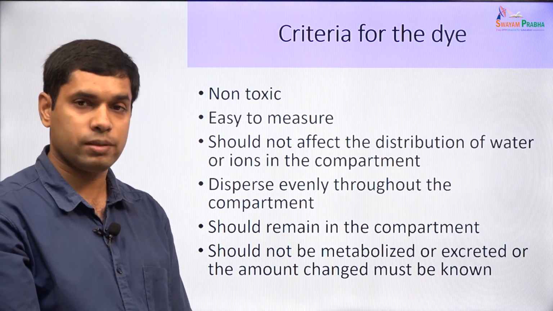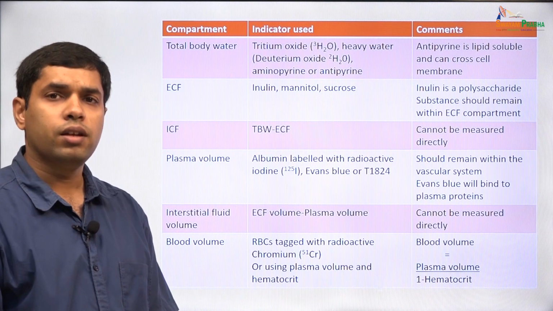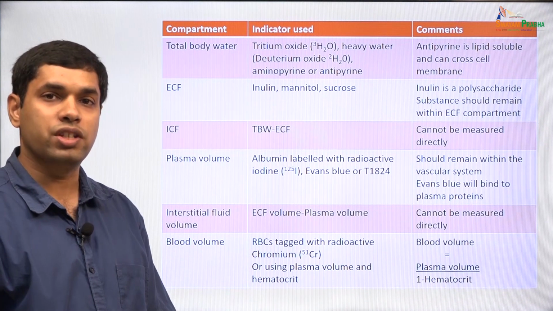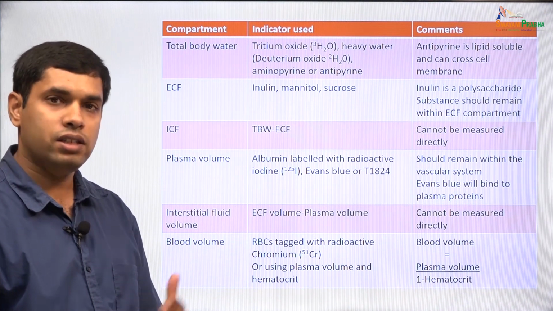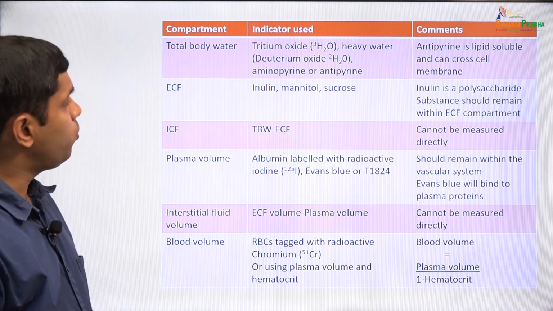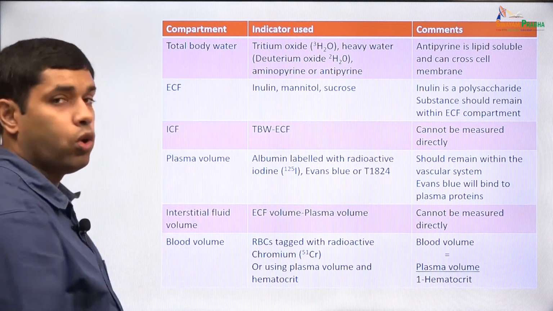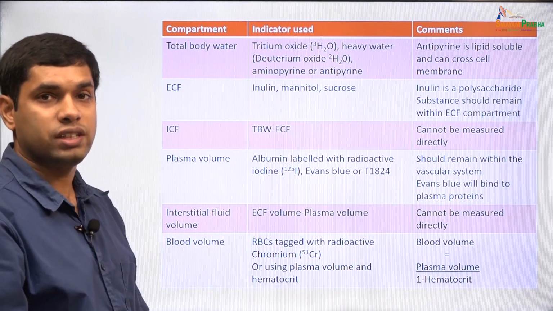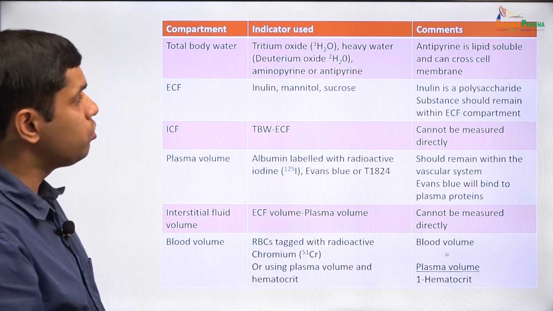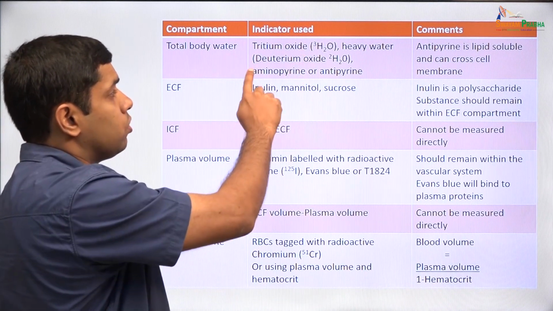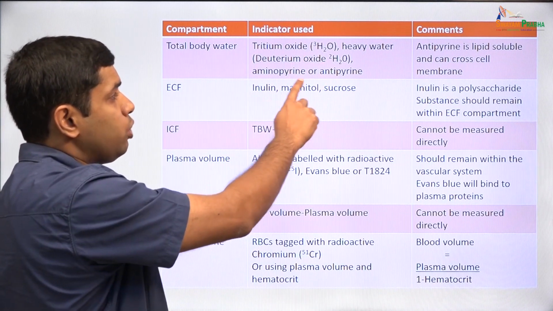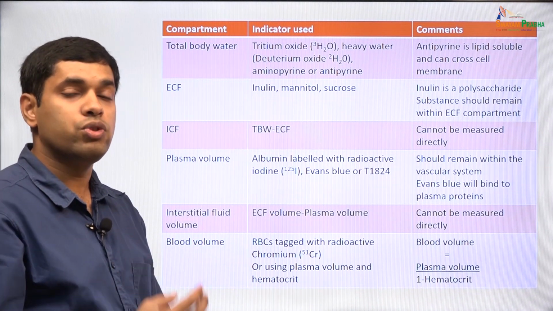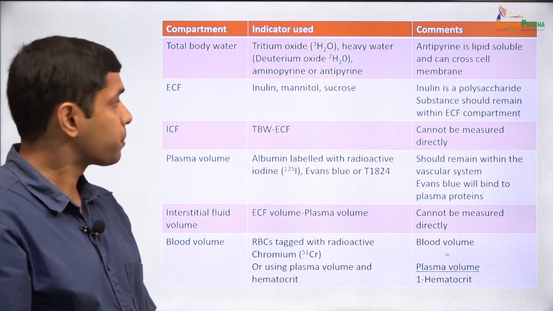So these are some of the criteria if we have to use a particular compound or a particular dye for measuring body fluid spaces. Now this tabular column describes the various compounds that are used to measure the different body spaces. Let's take a look at them. If we want to measure the total body water, we have to identify some compound that will pass into all the water that is there in the body. So, compounds that are used for that are tritium oxide, deuterium oxide or heavy water, and aminopyrene or antipyrene. So, these are substances whose volume of distribution is the total body water.